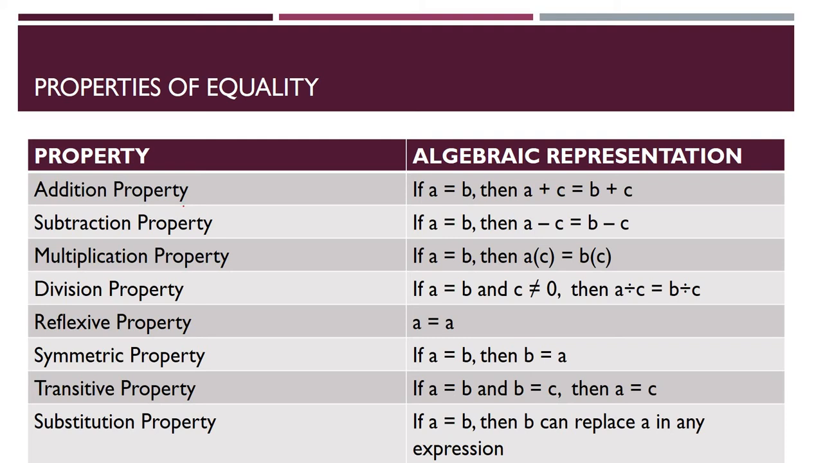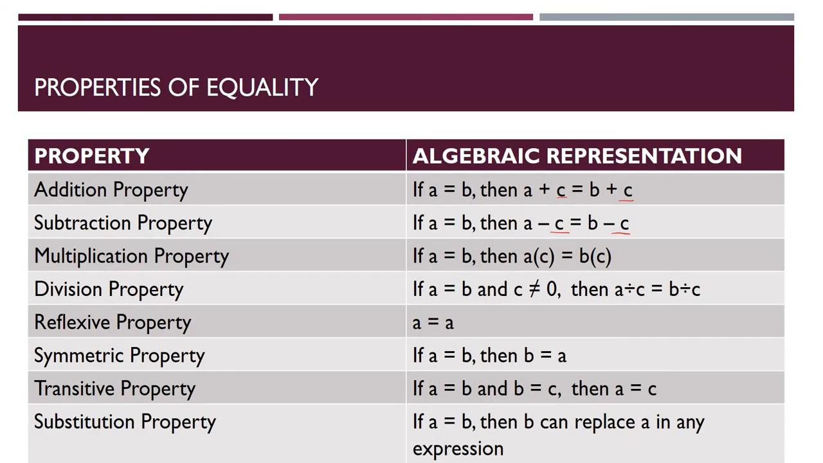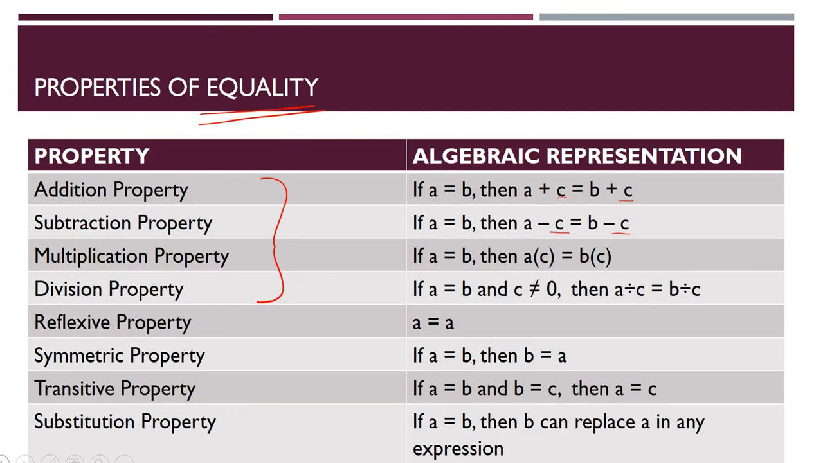Okay, so the addition property simply says that if A equals B, then we can add the same quantity to both sides and they will still be equal. Subtraction property works the same way. If two things equal each other, we can subtract the same number from both sides. Multiplication property, same thing. If A equals B, I can multiply both sides by the same value, and the same with the division property. The only caveat here is that C cannot equal 0. We cannot divide by 0. So these are all things that we can do to both sides of an equation. That's why they're called properties of equality.